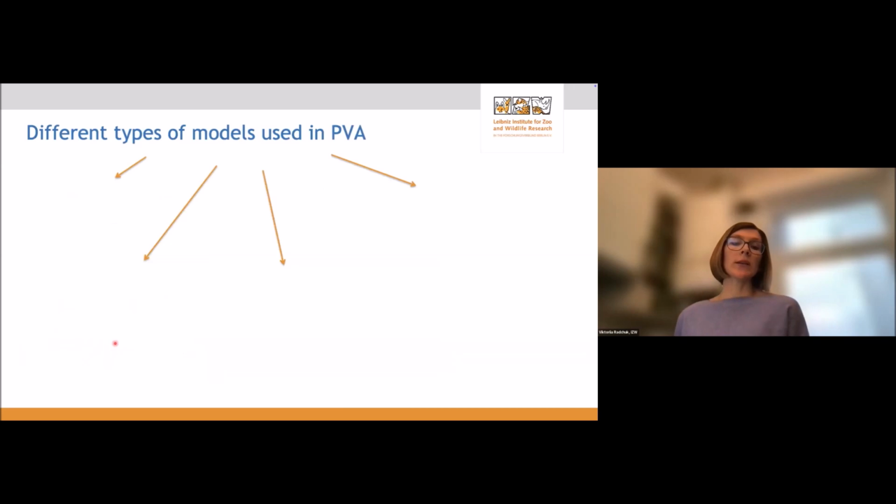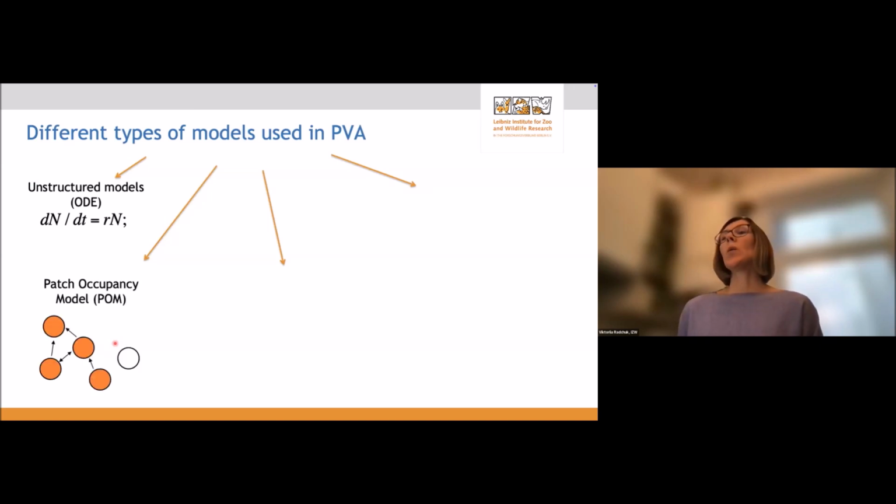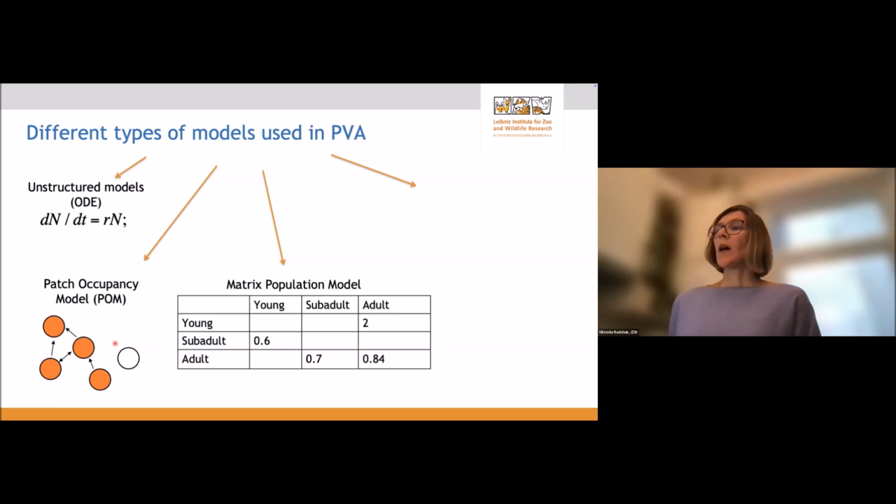And as I said, there are different types of models that can be used for population viability analysis. So one could use unstructured models, such as ordinary differential equations, or patch occupancy models that rather focus on the metapopulation dynamics and emigration and immigration processes, and not so much on the demographic dynamics within a population.